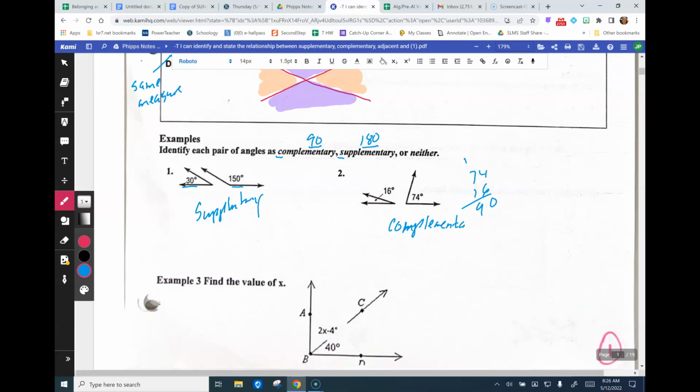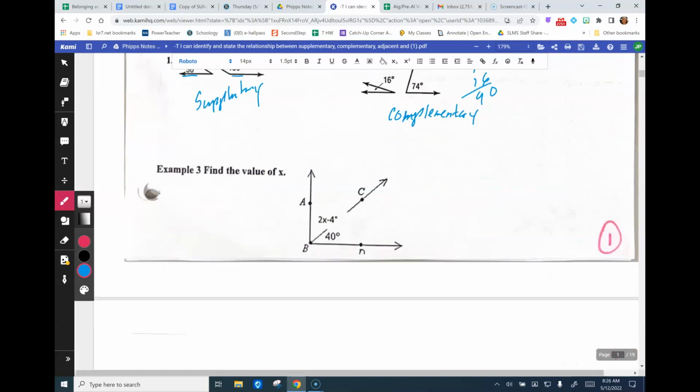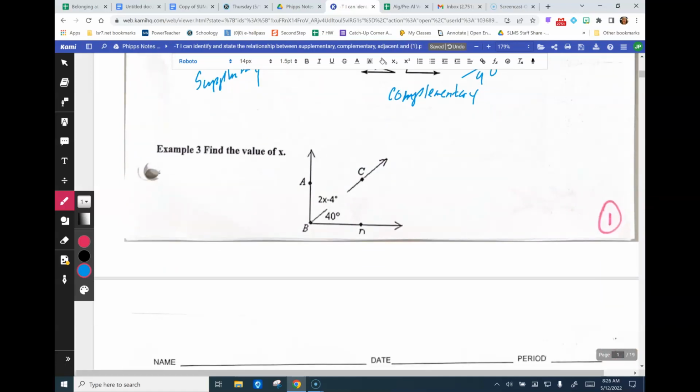Complementary. Good. Now it wants us to find the value of x. Now there is one flaw in this. If this were truly a picture in geometry, they would also have to show me this before I can make this next claim. Now you can do this one of two ways.